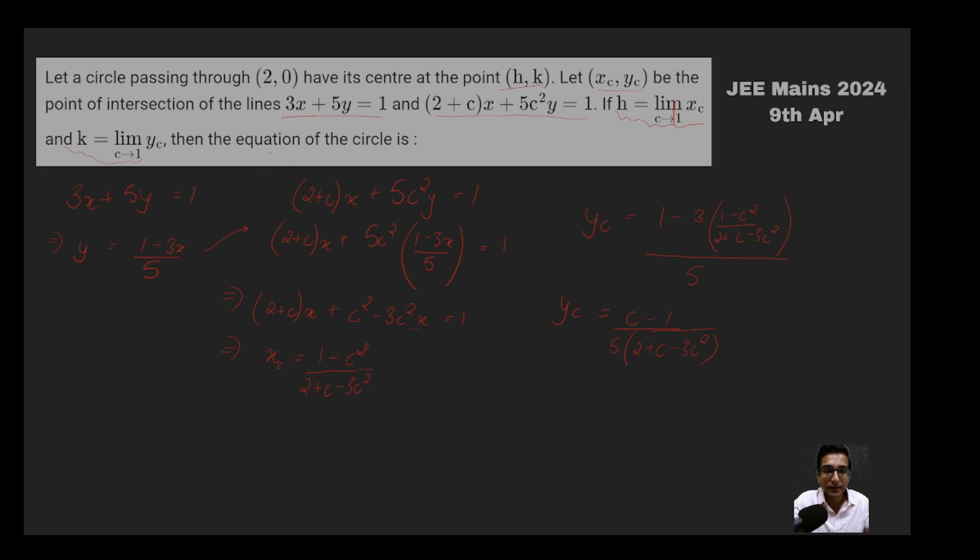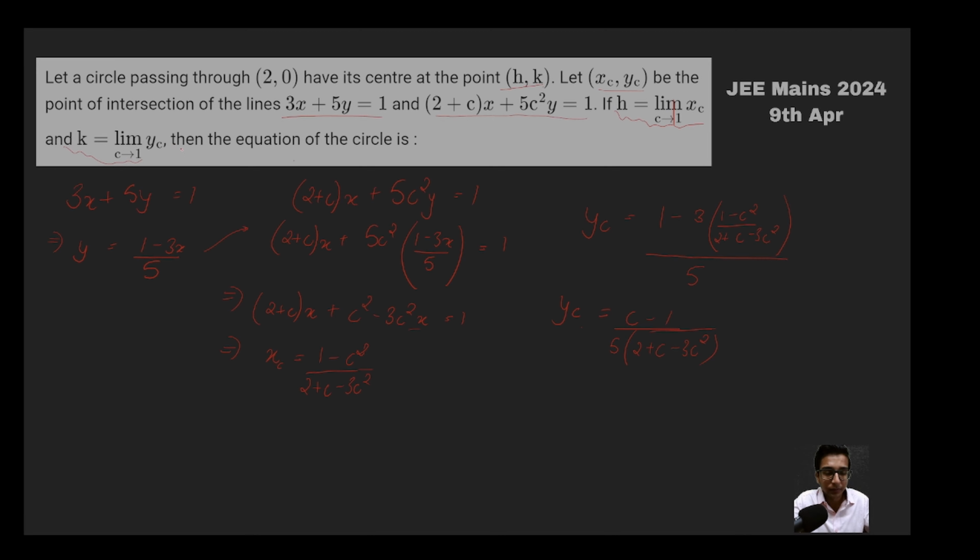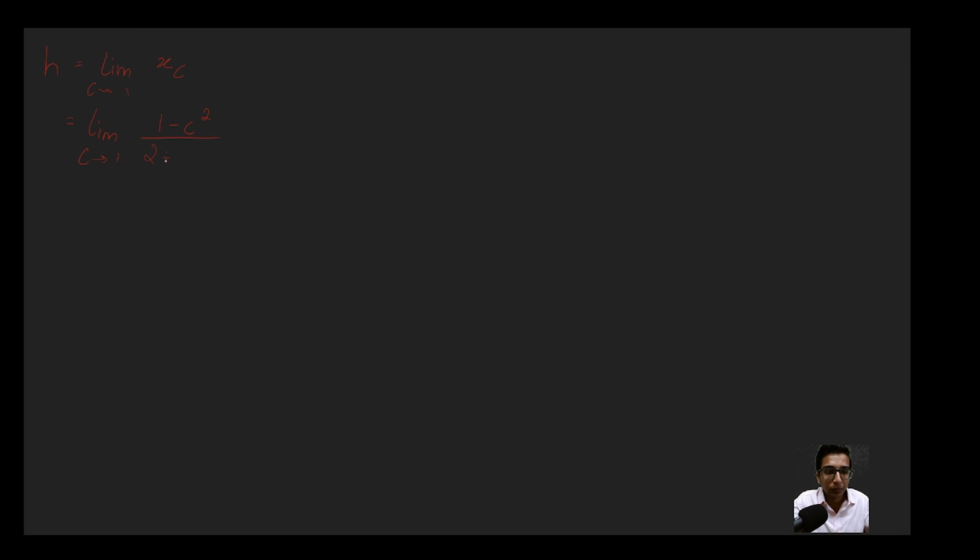So from here we can say that limit c tending to 1, what is our xc? xc we've just found out, that is (1 minus c square) upon (2 plus c minus 3c square). So first let us put the value of 1 in this equation. What are we going to get? We are getting 0 by 0. So this becomes a 0 by 0, of course, an indefinite form. So let us try to simplify this.